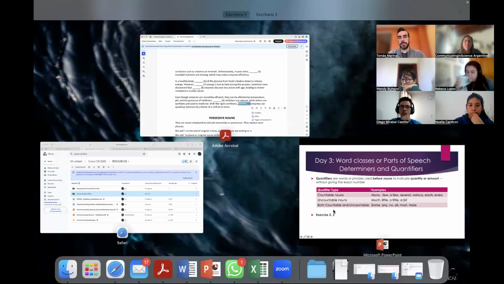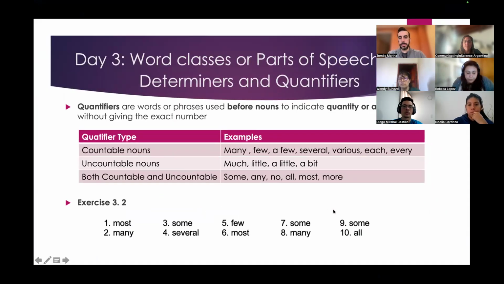Right. Let's see. "All enzymes" was the last one. But yes, the options that we gave are all possible. The answers that we were looking for are these ones, but you got the idea.